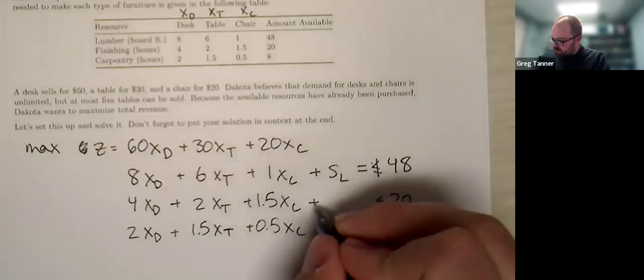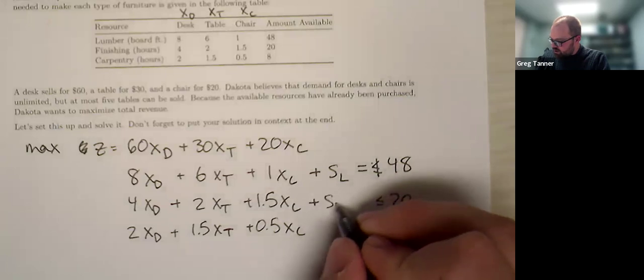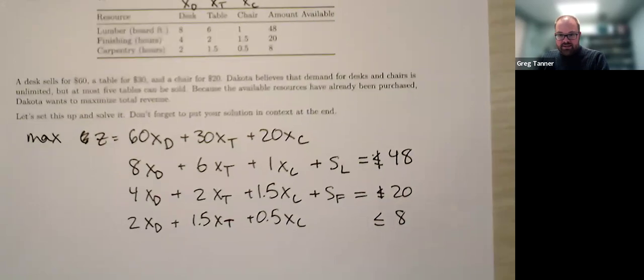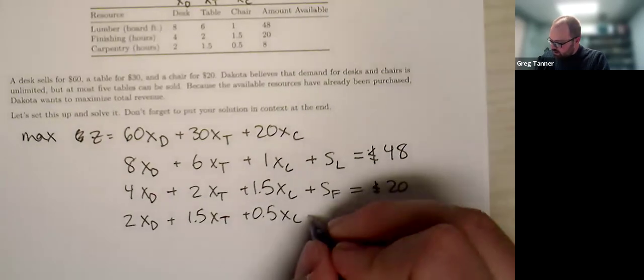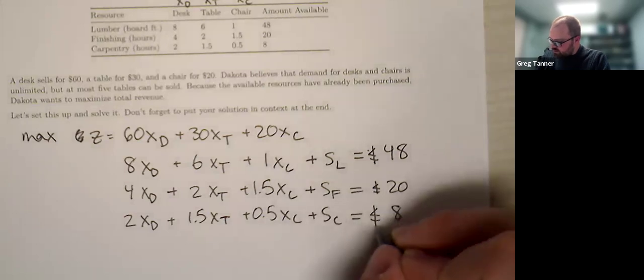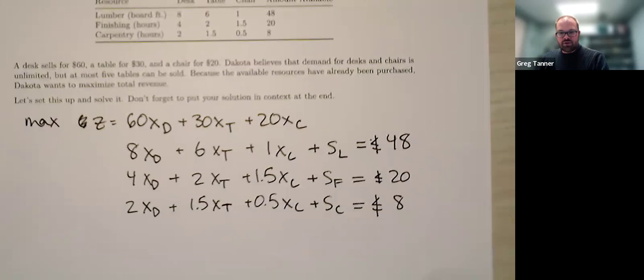Let's do the same thing with the other ones. So the second constraint is for finishing. So we'll add a slack variable there and change our less than or equal to into an equality. And then SC, change that into an equal to, and there we go. So those are each of our constraints in augmented format with our slack variables. Let's go ahead and assemble this into our Tableau.